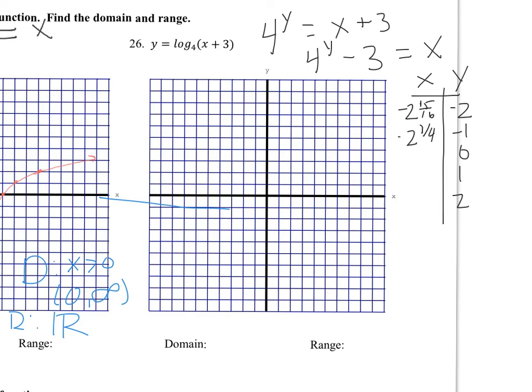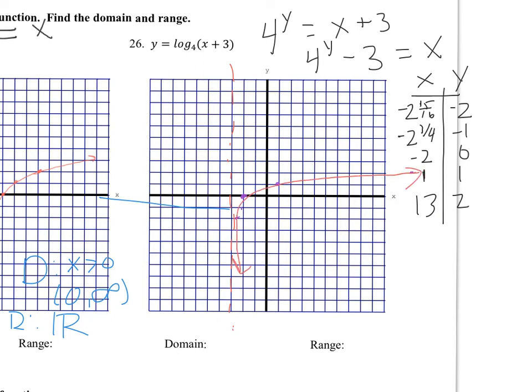Plug 0 into your equation, 4 raised to 0 power is 1, minus 3 is -2. Plug 1 in, 4 to the first is 4, minus 3 is 1, and 2. 4 squared is 16, minus 3 is 13. So plot those points. So those are my points. If I want to, I could draw on this horizontal asymptote. And if I draw my graph, that's my dot in the background. It's going to look something like that.